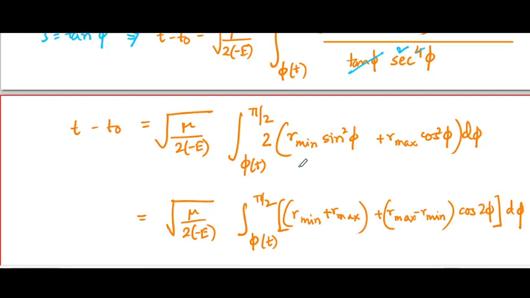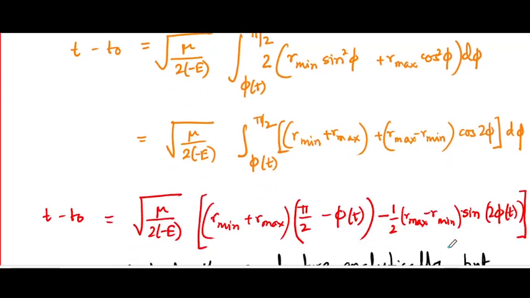So this is basically a very simple next step to carry out, which is a familiar thing where we have used twice sin square phi is 1 minus cos 2 phi, and twice cos square phi is 1 plus cos 2 phi, to rewrite it in this manner. And once you carry all the terms together, this integral is pretty straightforward. R min plus R max integrates to R min plus R max times phi, and here I've just put in the limits.